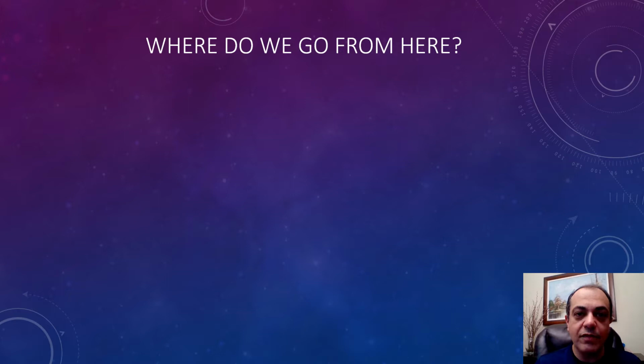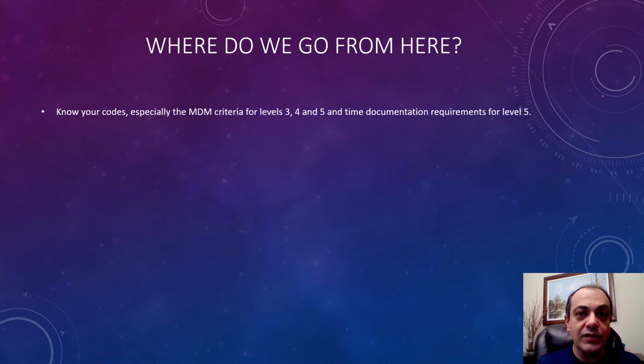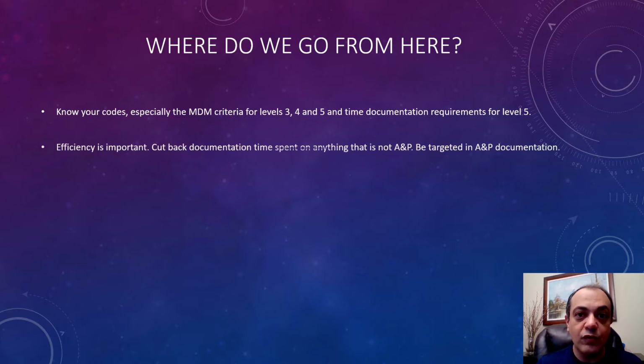If you want to know some of the practical, most important steps to do and things to remember going forwards, here they are. Number one, you need to focus on the medical decision making, knowing what elements qualify for medical decision making levels 3, 4, and 5, and what qualifies for a time documentation for level 5. Number two is you want to also focus on your efficiency by trying to cut back any time that you waste on HPI, review of system, or exam in the chart. Instead, focus more on the assessment and plan section of the chart and try to put there all the elements that you need to get the code that you deserve by medical decision making.